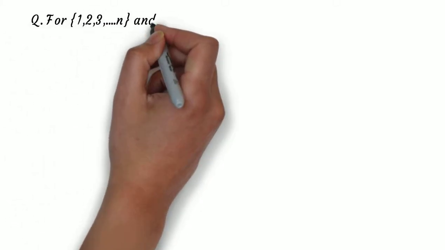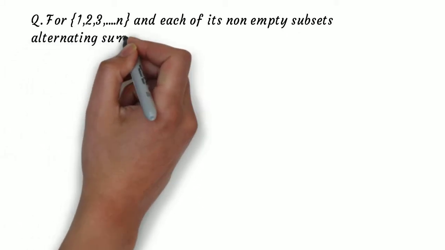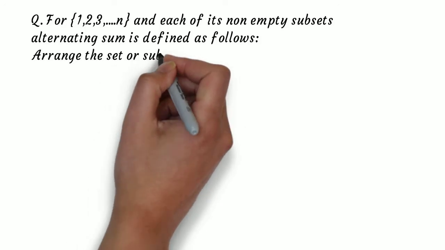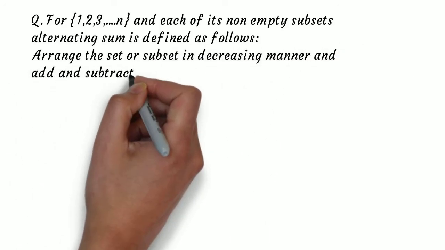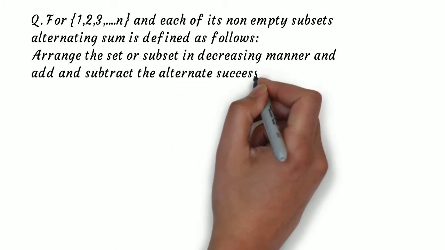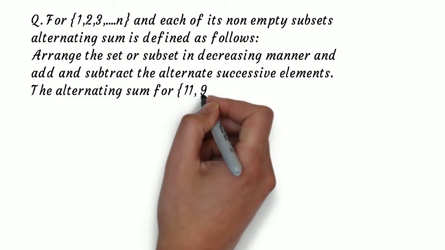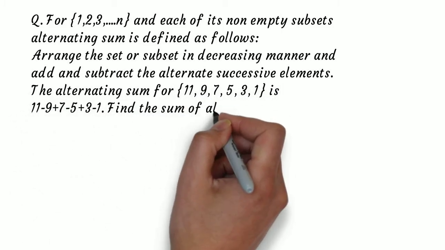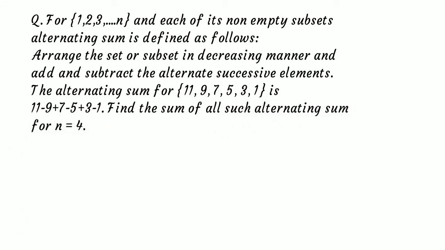For the set 1, 2, 3, and so on till n, and each of its non-empty subsets, the alternating sum is defined as follows. Arrange the set or subset in decreasing manner and add and subtract the alternate successive elements. The alternating sum for 11, 9, 7, 5, 3, 1 is 11 minus 9 plus 7 minus 5 plus 3 minus 1. Find the sum of all such alternating sums for n equal to 4.